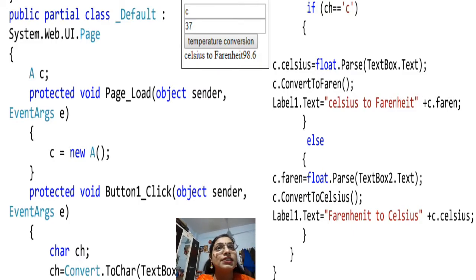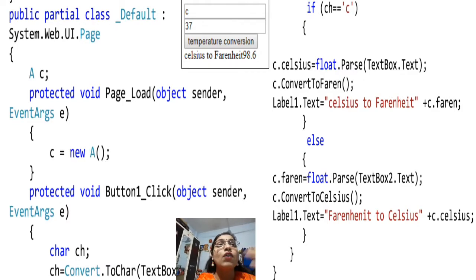So in this code there is something missing. Just make the changes. C.Celsius equal to float.Parse. Now we have seen int32.Parse. What it converts? It converts string into integer. Similarly, if you want to convert string into float, then you can make use of this function float.Parse. Inside the round brackets, only TextBox.Text is written. It should be TextBox2.Text. So just make these changes. TextBox2.Text it should be.